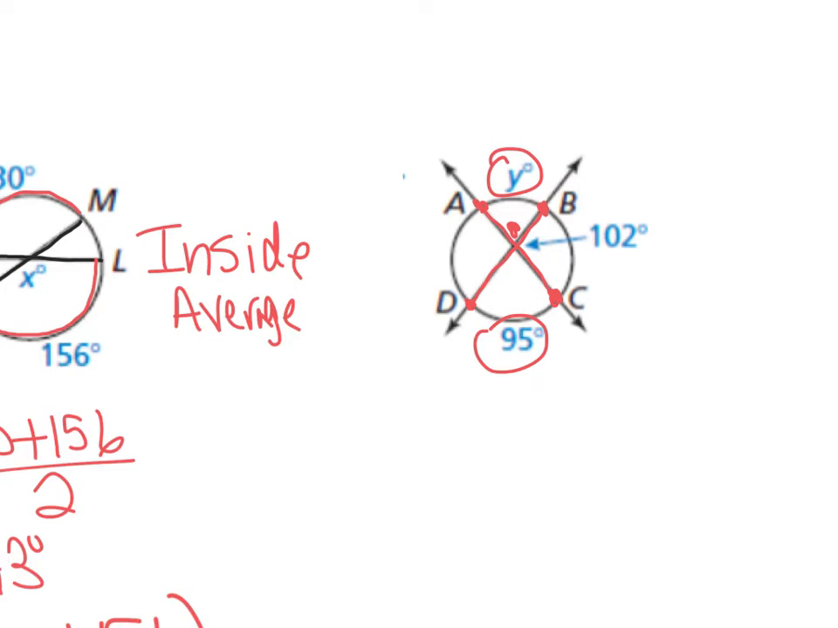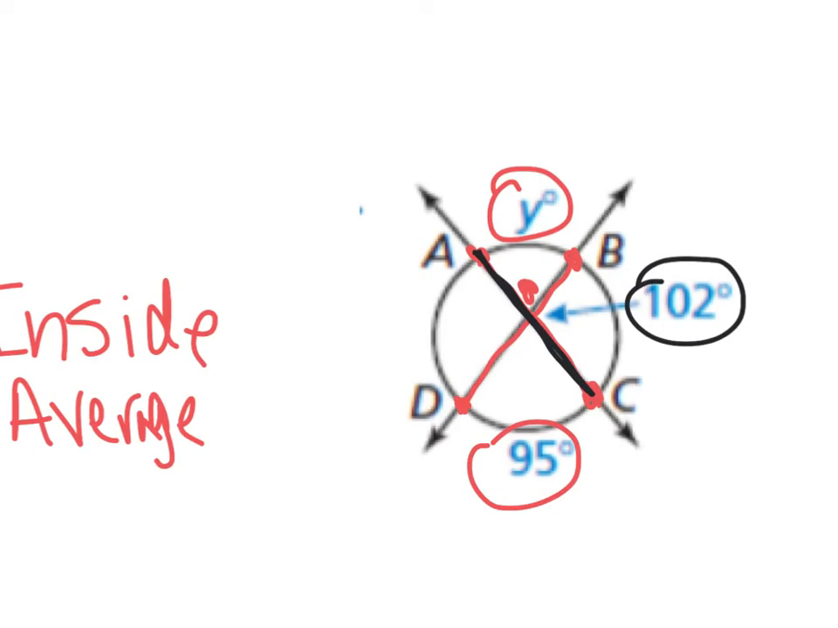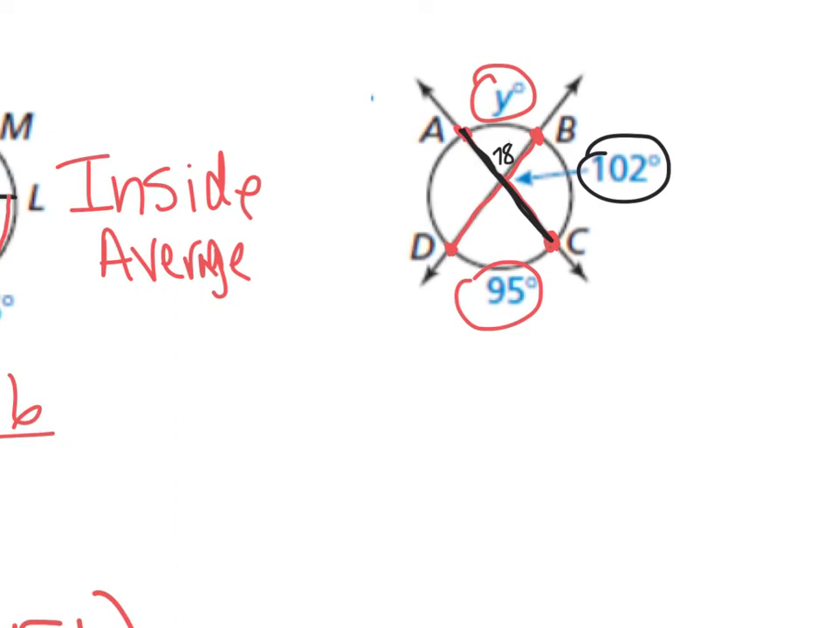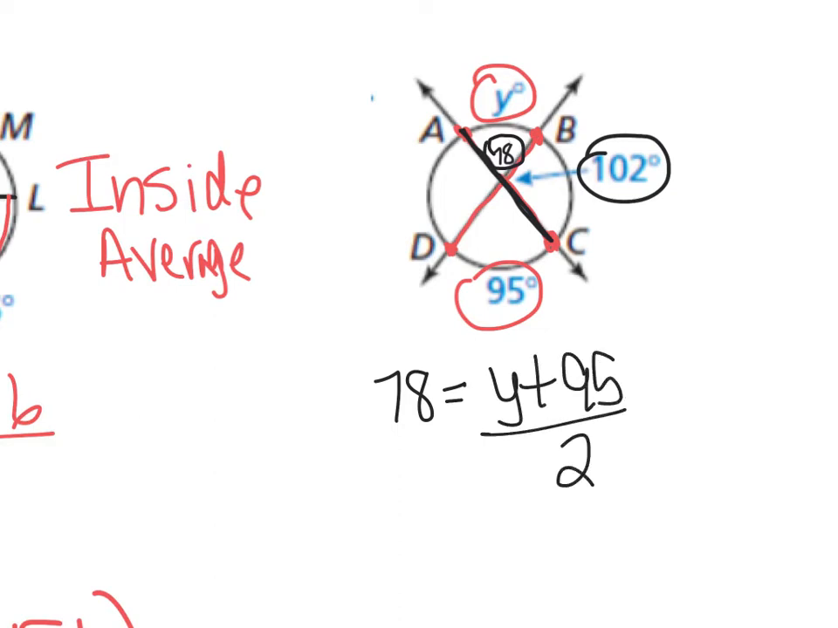Well, what I do know is that this is a straight line, so I know that if this part of it is 102, that missing part is going to be 78 degrees. So I know that that angle that is created with those two chords is going to be 78 degrees, and I know that 78 is the average of the two arcs that it intersects.